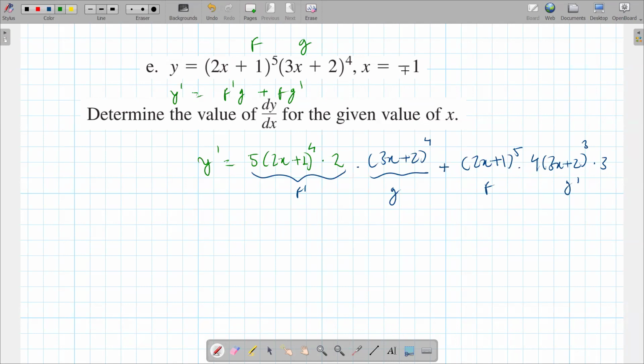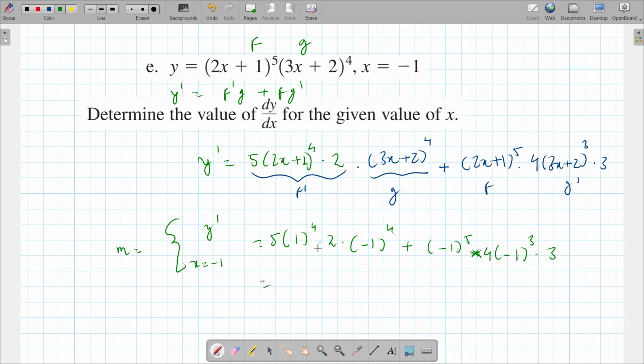And now I want to find y prime at x equals -1, because this gives me my slope. And that's what the question is. Find the value of dy over dx means find the slope at this x value. So the next step, we're just going to replace all the x's with -1. So this becomes -2 plus 1, positive 2, times 2, times -3 plus 1 is -1. I'm just plugging -1 in there, to the power of 4. -1 to the power of 5, plus 4 times -3 plus 2 is -1, to the power of 3, times 3.